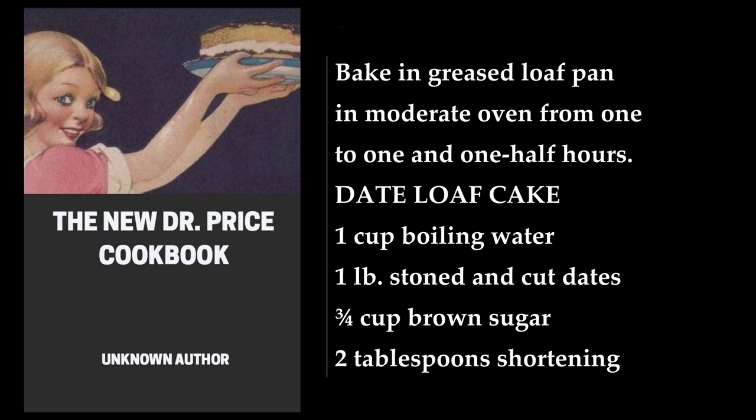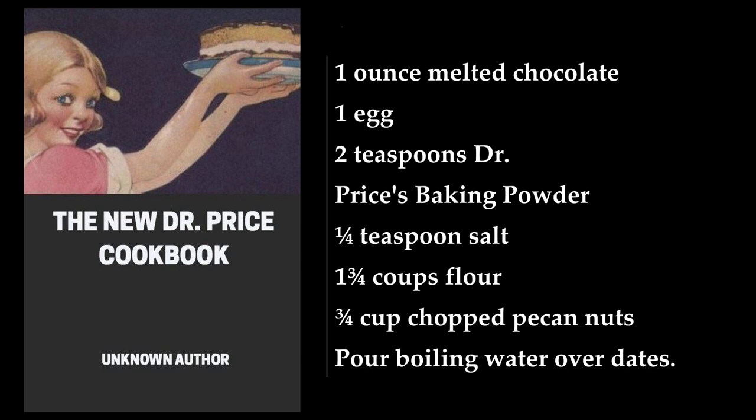Date loaf cake. 1 cup boiling water. 1 pound dates, stoned and cut. 3/4 cup brown sugar. 2 tablespoons shortening. 1 ounce melted chocolate. 1 egg. 2 teaspoons Dr. Price's baking powder. 1/4 teaspoon salt. 1¾ cups flour. 3/4 cup chopped pecan nuts.